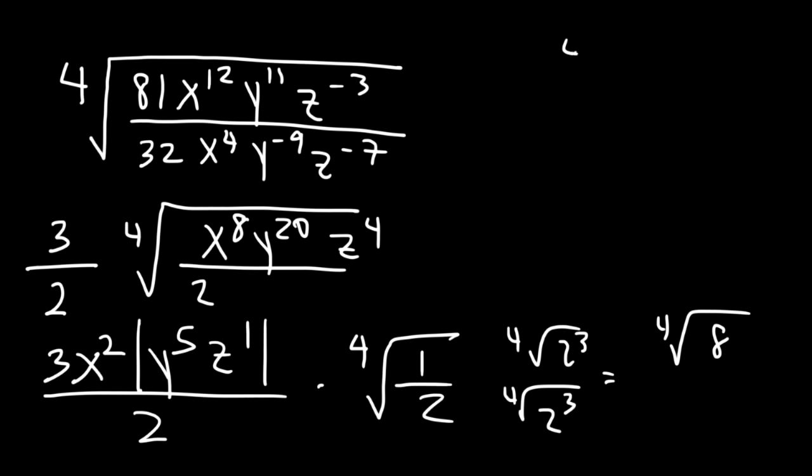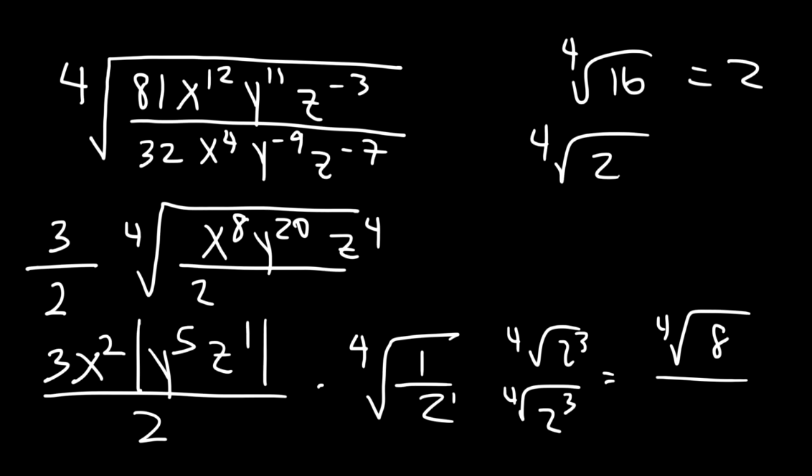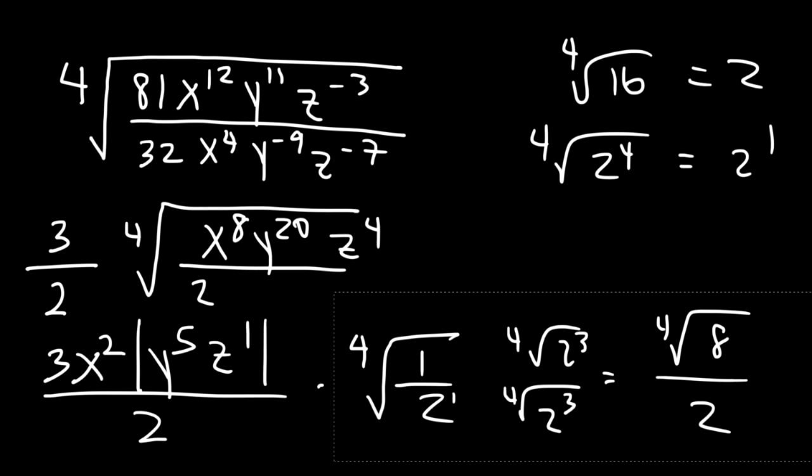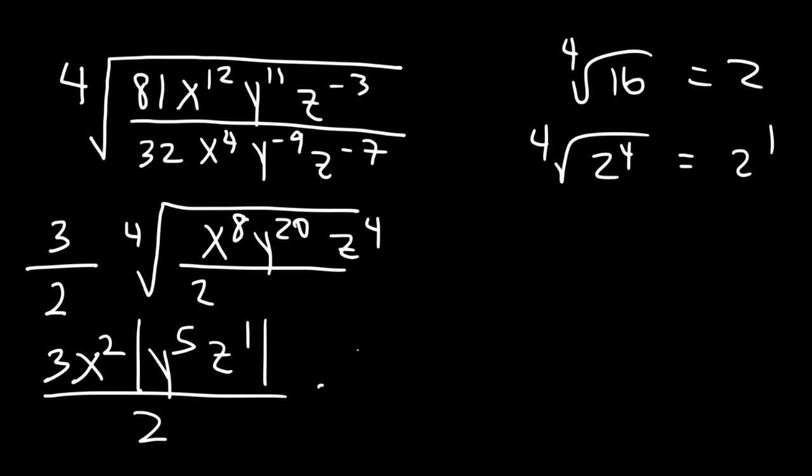And the 4th root of 16 is 2. So this becomes 2. Or you can see it as 1 plus 3 is 4, and then if you have the 4th root of 2 to the 4, then 4 divided by 4 is 1. So you get 2 to the 1, which is the same as 2. So we can replace the 4th root of 1 over 2 with the 4th root of 8 divided by 2.